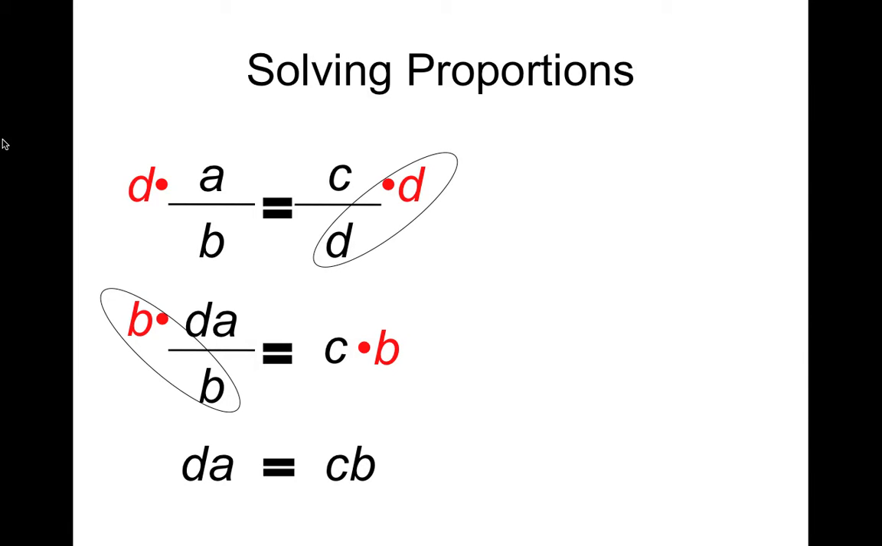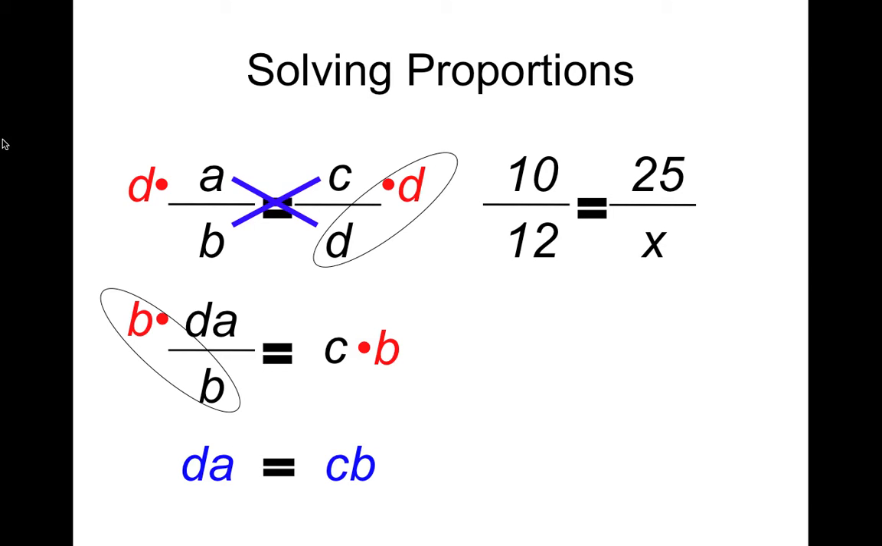1 times that d over a is just d over a. But look at the pattern here. d times a is equal to c times b. See how the things we multiply together in the original problem make a cross. So this is often called cross multiplying. Let's see how it works.